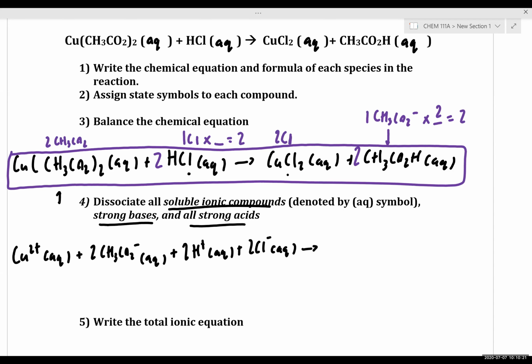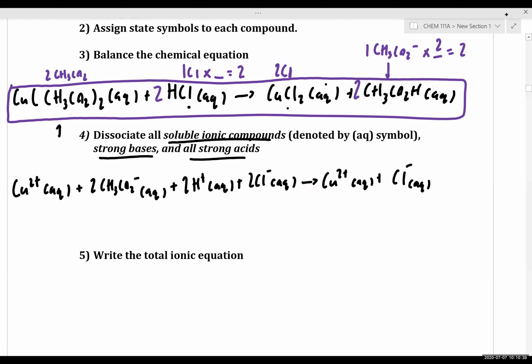Is it a strong acid, strong base, or soluble ionic compound? It's an ionic compound with an aqueous symbol, so we can undissociate it. That gives us copper 2+. And how many chlorides do we get? 2. Yep. Just be really conscientious of that.